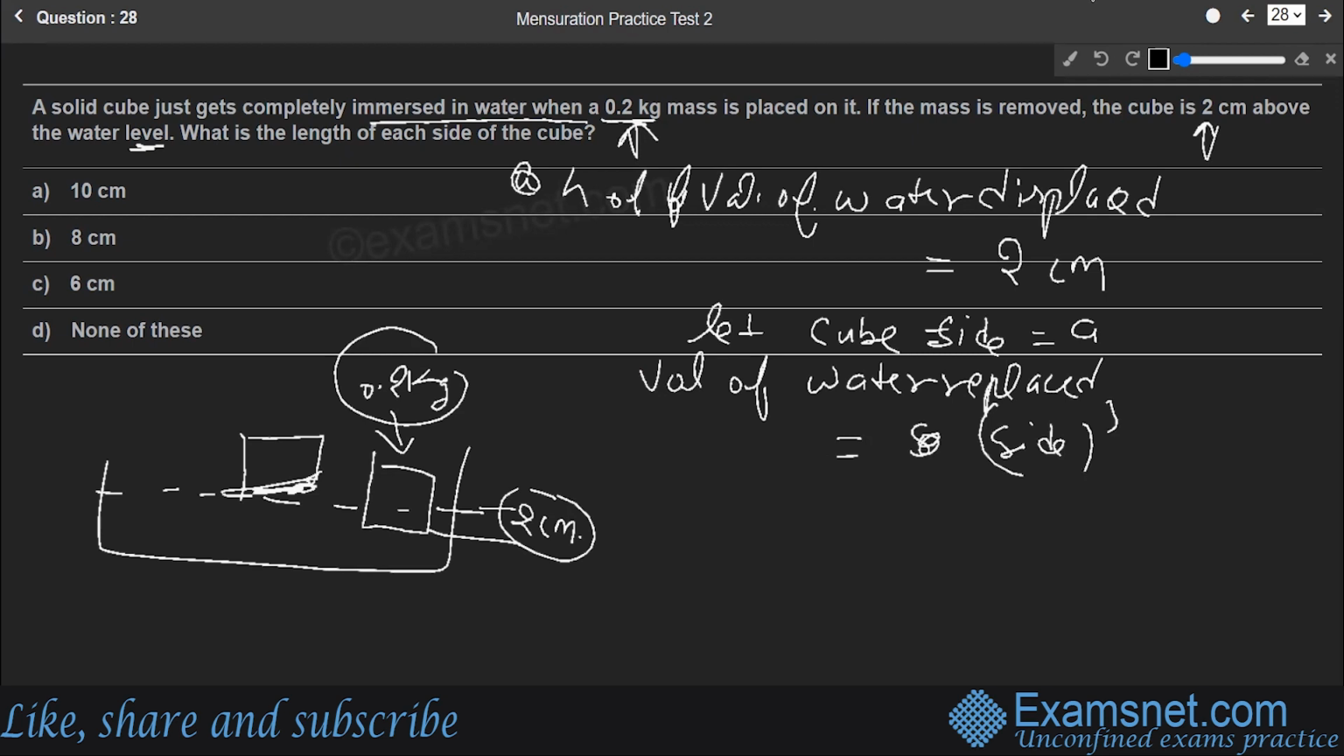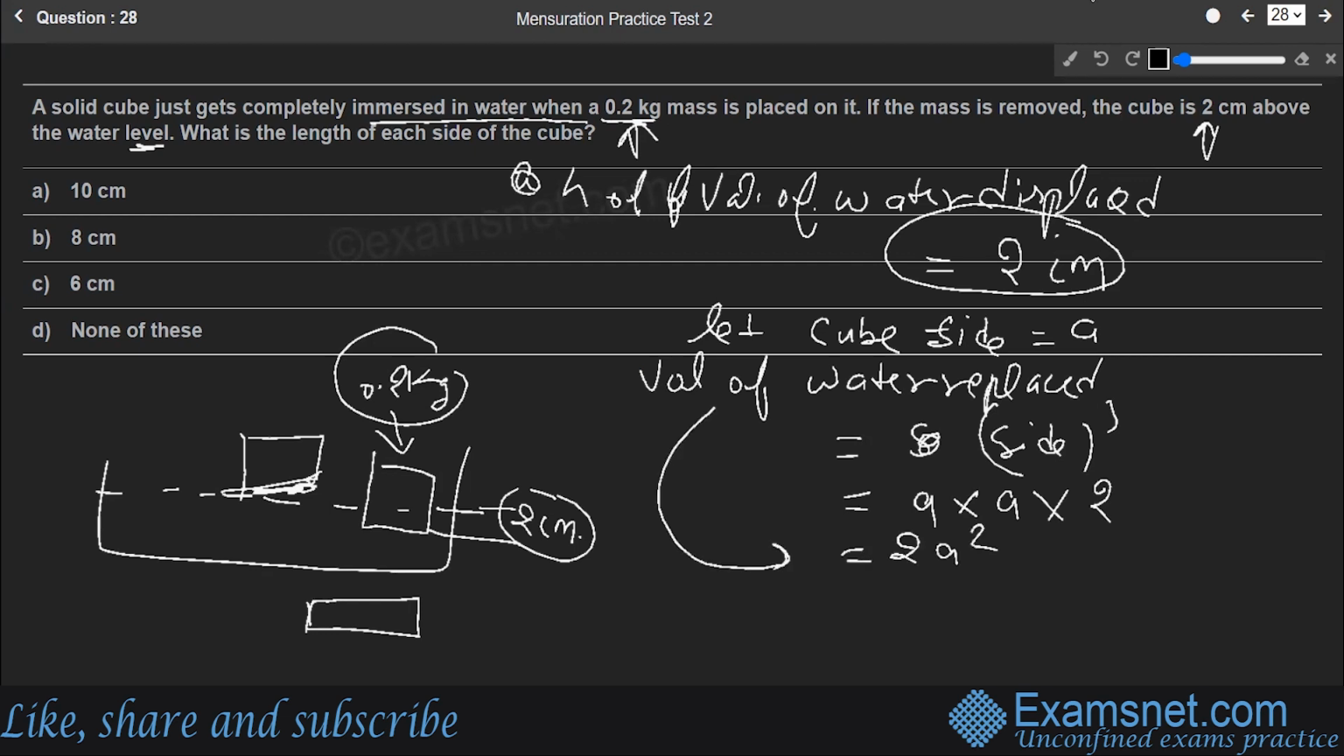The volume of the water replaced will be in the form of a cuboid. The product of length and breadth is already a into a, that is a square, multiplied by the height, and the height is nothing but 2 centimeters. So that becomes equal to 2a square. This is the volume of the water displaced by the weight of 0.2 kg when placed over a cube.